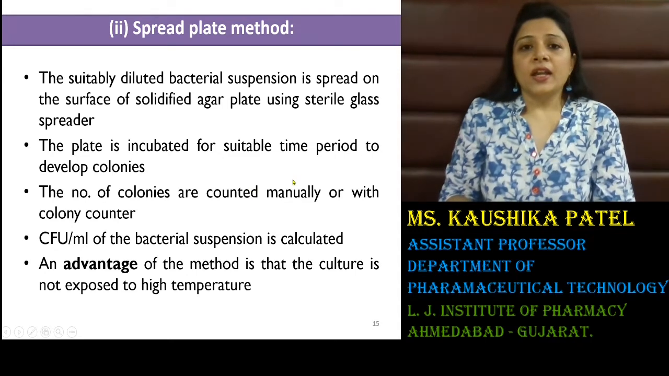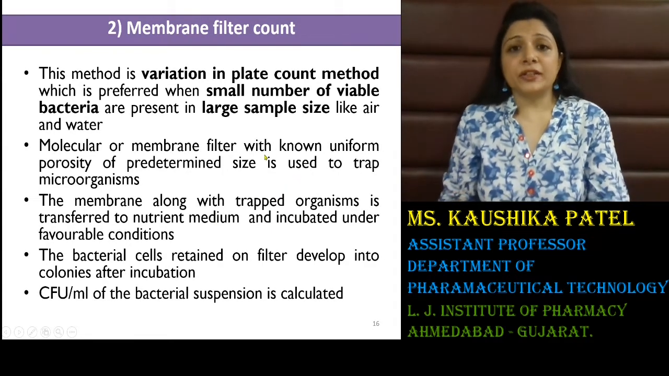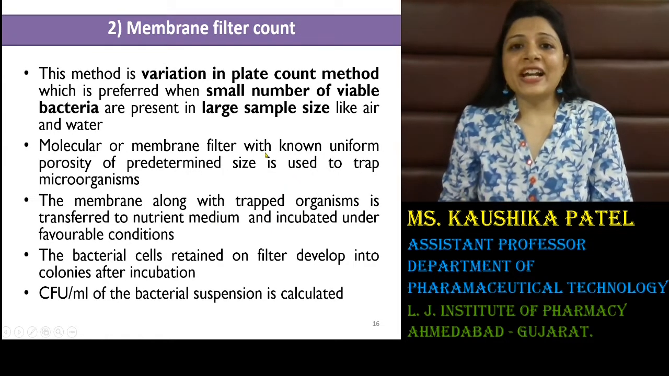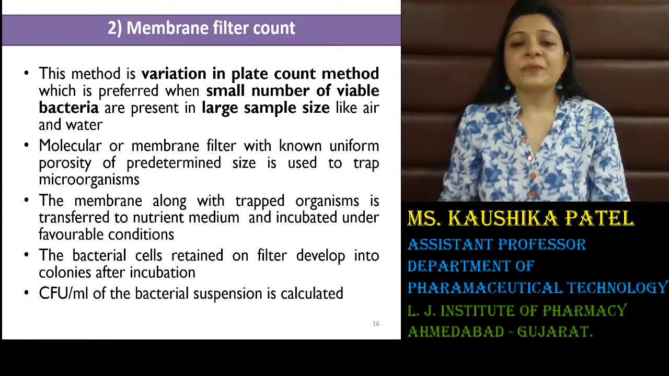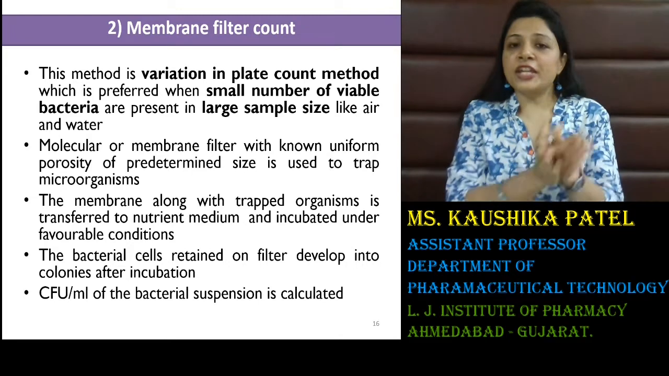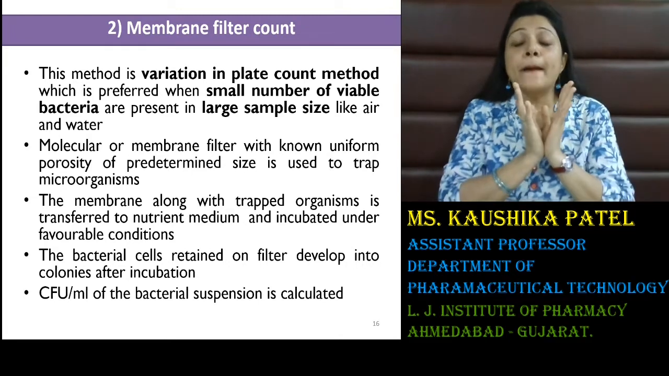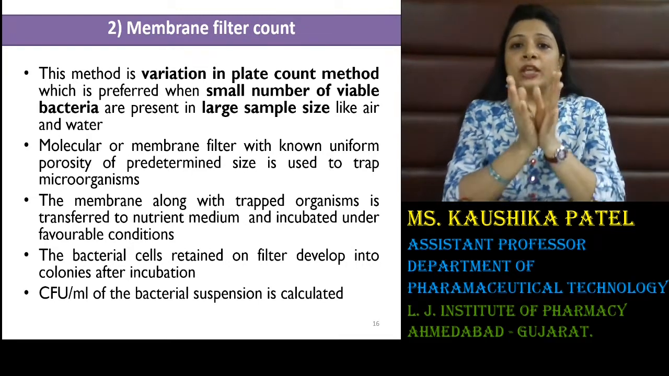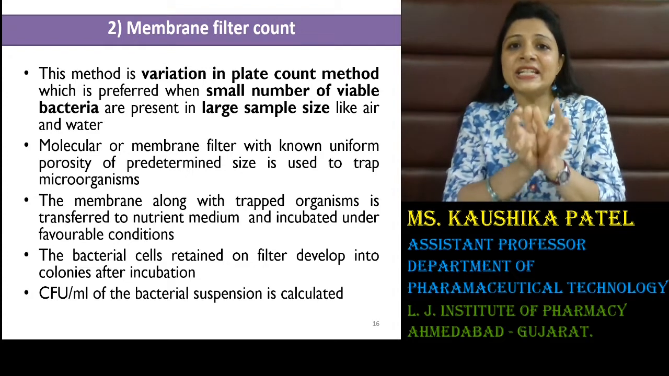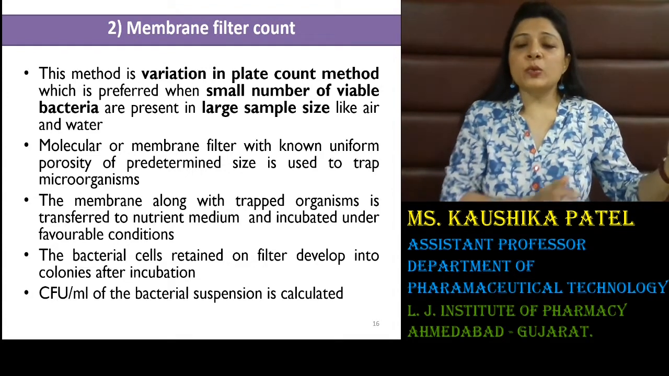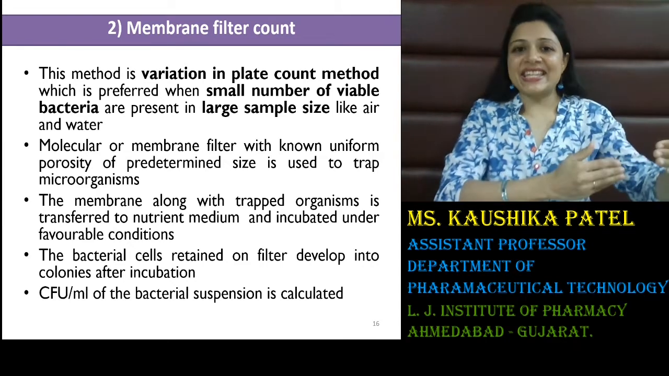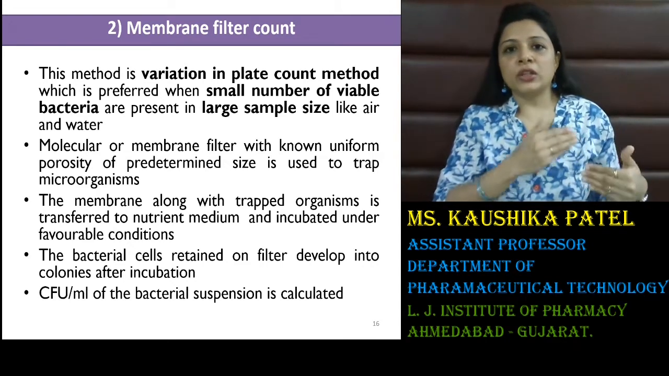Okay. Now, the second method for viable count is membrane filter method or membrane filter count. Now, this method is a modification of plate count method itself. But what is the difference? You will use this method when the bacterial load is very less. Plate count method is used when the population is dense and the sample size is small.